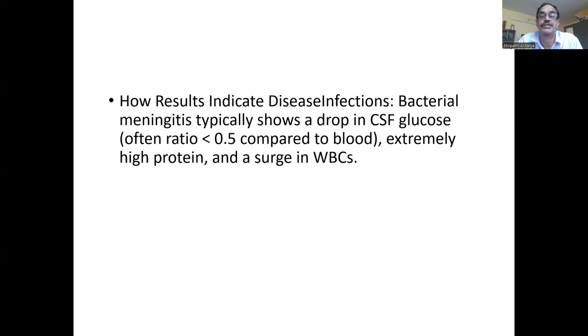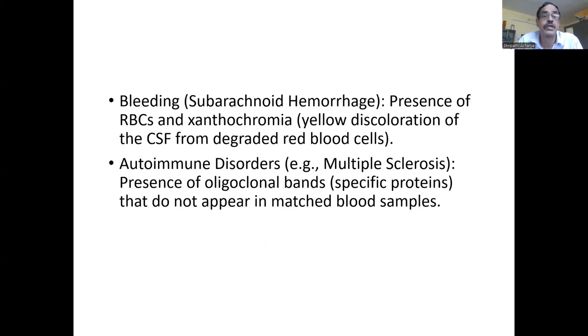How results indicate disease? Infections. Bacterial meningitis typically shows a drop in CSF glucose, often ratio less than 0.5 compared to blood, extremely high protein, and a surge in WBCs. Bleeding, subarachnoid hemorrhage: presence of RBCs and xanthochromia, yellow discoloration of the CSF from degraded red blood cells. Autoimmune disorders, for example, multiple sclerosis: presence of oligoclonal bands, specific proteins that do not appear in matched blood samples.